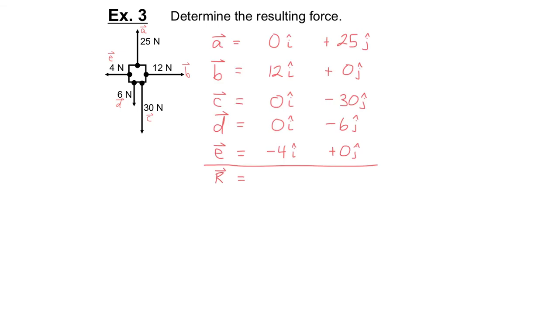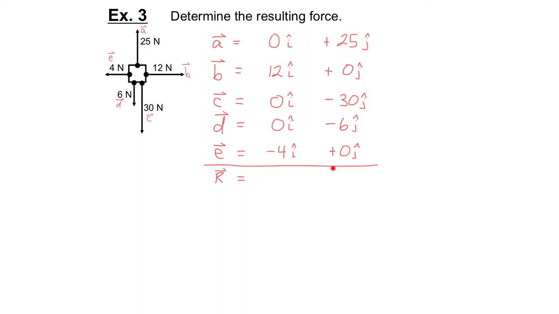I start by setting up my table A, B, C, D, E in the x and y components. For A, there's no left or right movement, so x is 0, but there's vertical up 25, so plus 25 j hat. And likewise with the other ones. This one goes right, so that's positive 12 i hat, and not up or down, so 0 j hat. You can see the idea. If I'm going down, I'm going in the negative y direction. If I'm going left, I'm going in the negative x direction.